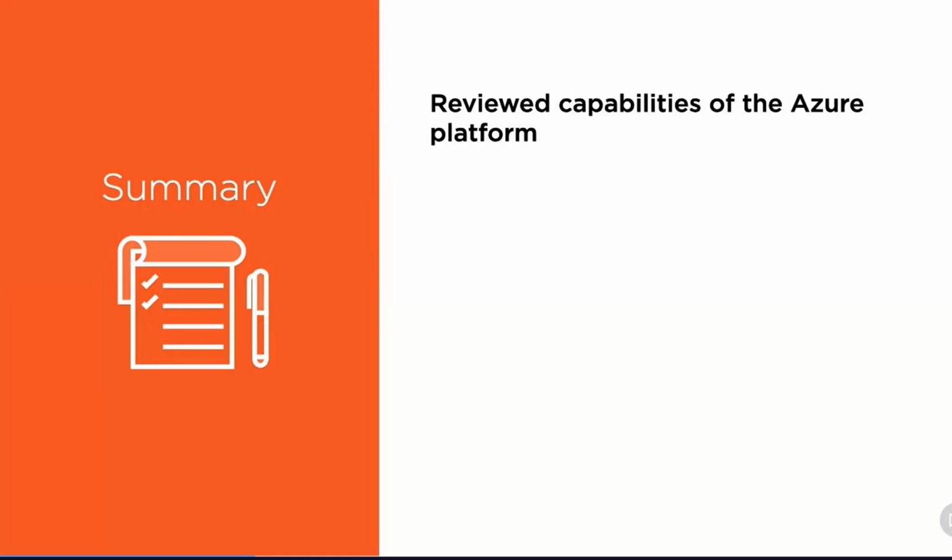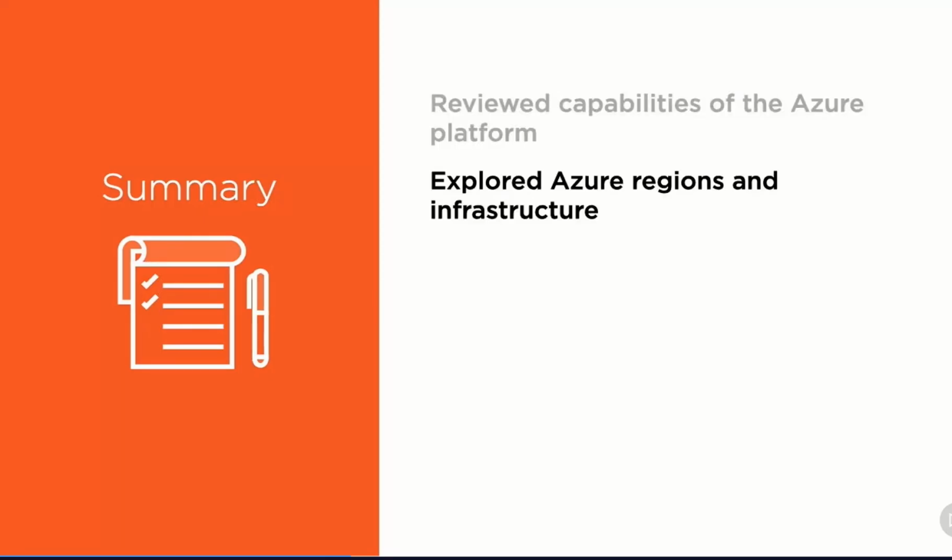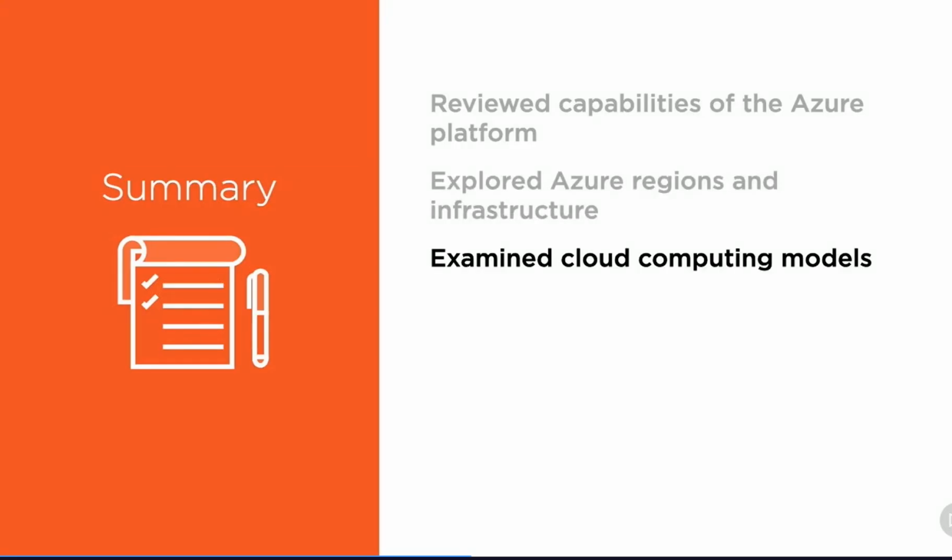And while we're only going to be using a small percentage of those overall services, it helped us understand the power that is provided by the platform as a whole. We also looked at how Microsoft organizes the global infrastructure for Azure. We understood the concept of regions and how we need to choose regions when we're deploying our code into the cloud. We then examined some of the different cloud computing models, and we talked about everything from IaaS, which is infrastructure as a service, platform as a service, PaaS, and software as a service, SaaS.